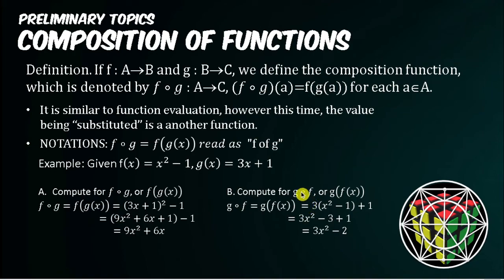What is g of f? So our main function becomes g and our input function is f of x. So ang base function natin ay 3x plus 1. I-input natin yung f dito sa x na ito. Yan. So i-substitute natin bali ang x squared minus 1. We simplify that. We have 3x squared minus 2. So obviously they have these different answers because they are two different quantities.